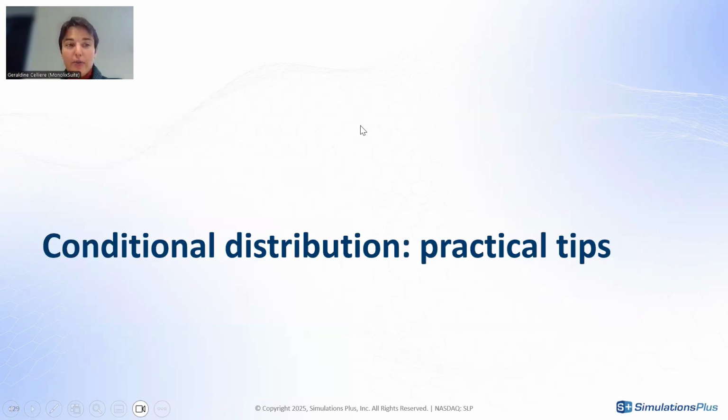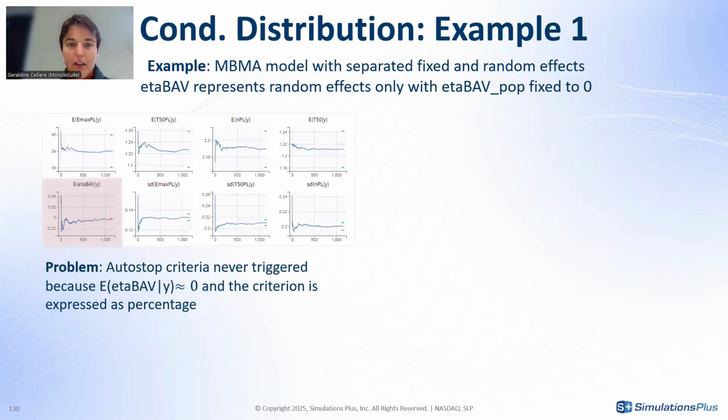So now let's see a few concrete situations in which it would be convenient to change the settings related to the conditional distribution. So again, wake up, these are practical tips that will really be useful. In the first example, I'm again with my model-based meta-analysis model with many fixed effects. Here I have this parameter eta between arm variability that represents only random effects. So that's a parameter for which I have fixed the typical value to 0, and I'm estimating only the standard deviation.